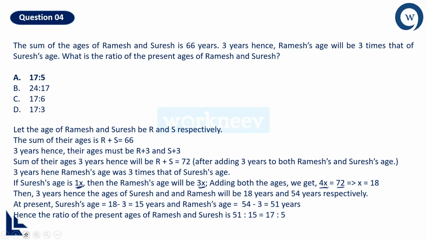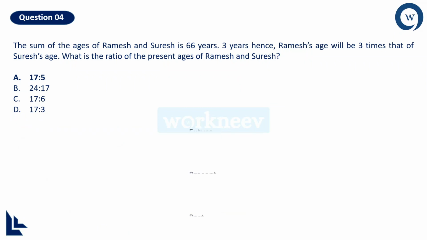Congratulations, this is the long cut. Now, without having to write all these things, how to solve the problem? The only way we have is the shortcut method, 3 sections: past, present and future. And look at the question, the sum of the present ages of Ramesh and Suresh is 66 years. It is given already, and 3 years hence means it is in the future.